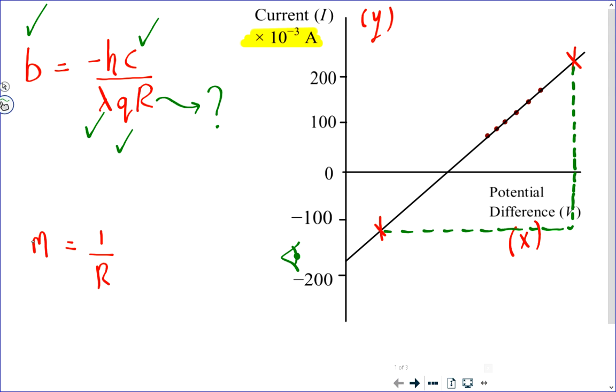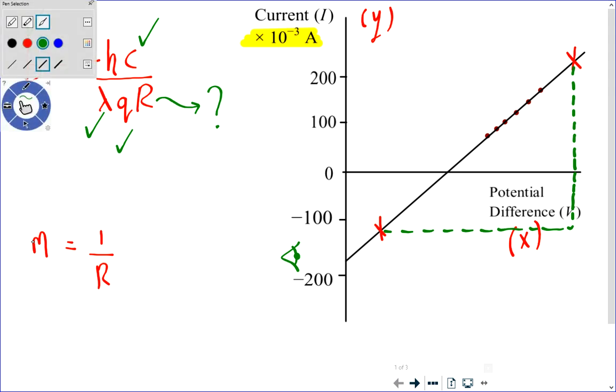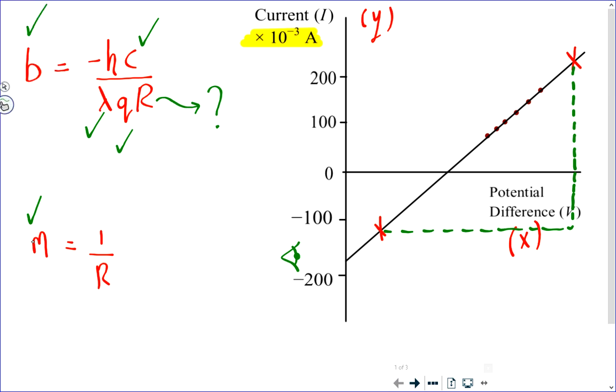Don't forget that your rise is going to be found by looking at the numbers on the vertical axis, but you have to include 10 to the negative 3. Your run is going to be found by looking at the numbers on the horizontal axis. So your slope will have units of amps per volt, whatever that means. It doesn't matter. You can find your slope. So once you know your slope, you can calculate the resistance. And once you know the resistance, you can calculate Planck's constant.